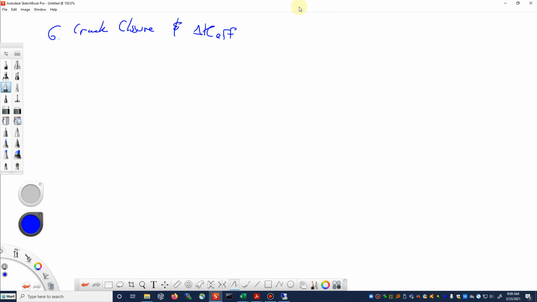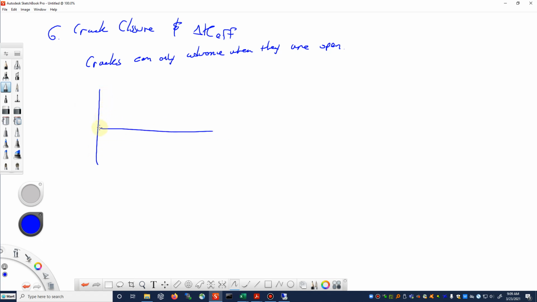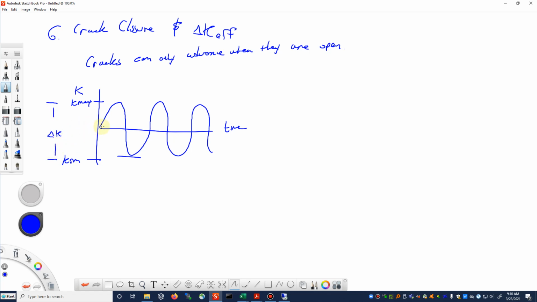Well, another term we need to talk about then is something called delta K effective and something associated with crack closure. So the basic idea is that cracks can only advance when they're open. So if we were to look at a waveform like this, where we have our stress intensity factor versus time, and we talked about how this was the maximum, and this is the minimum down here, and from here to here is the stress intensity factor range.